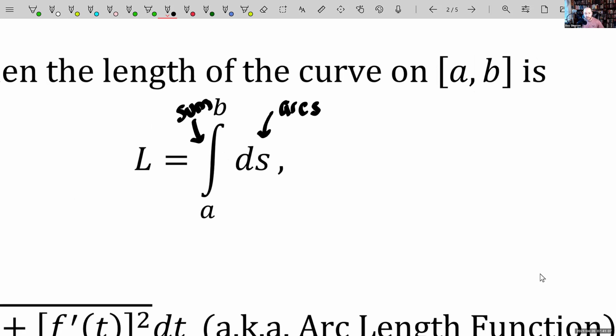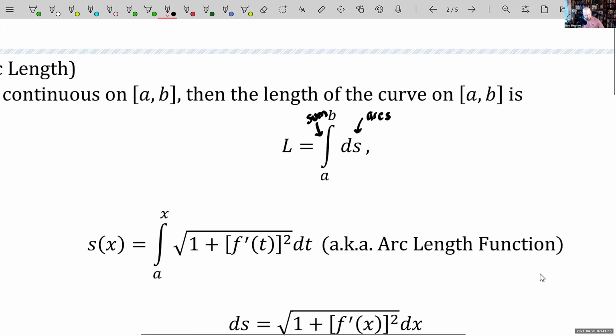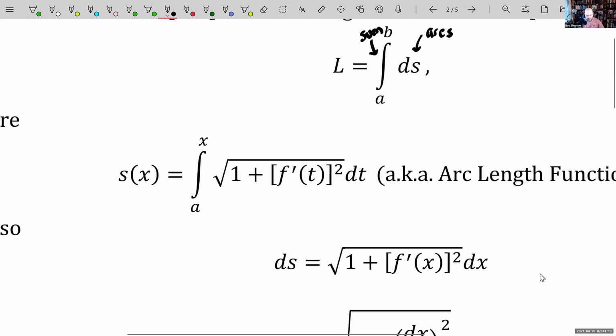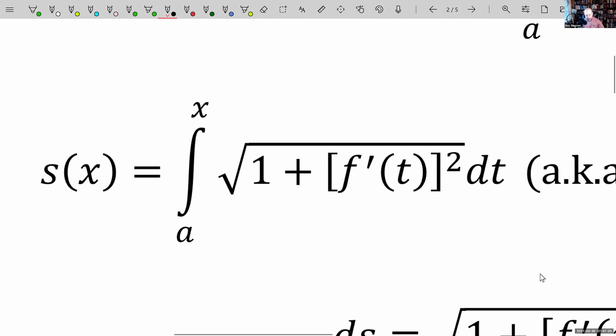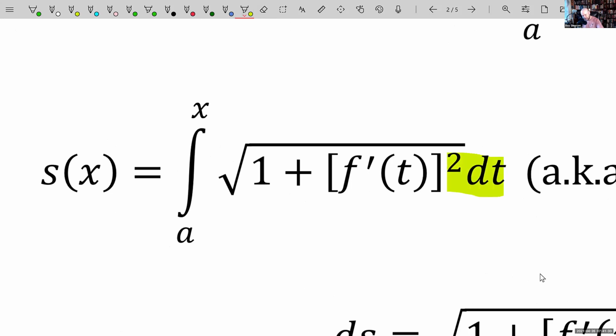And by the way, I didn't tell you if it was x equals a to x equals b or y equals a to y equals b. It can go either way. And then say here, where, now this looks different, where s of x is equal to the integral from a to x of the square root of 1 plus f prime of t squared, dt. Now, I do want to mention this piece right here, that is just ds. That's 1 plus the derivative squared, d whatever.